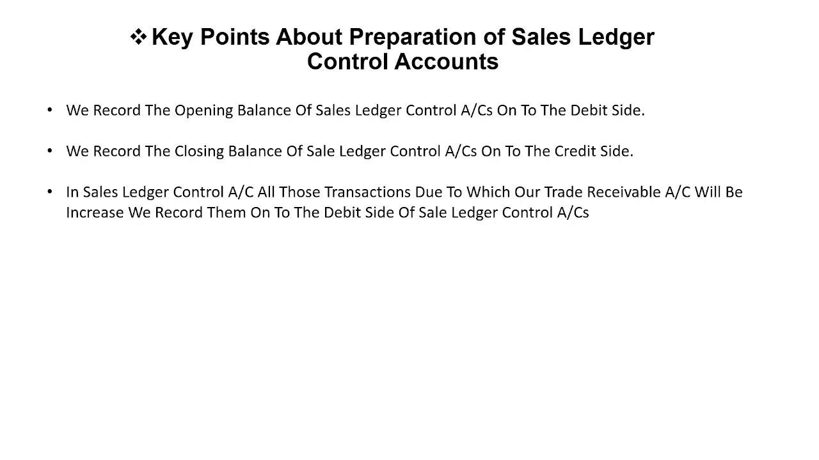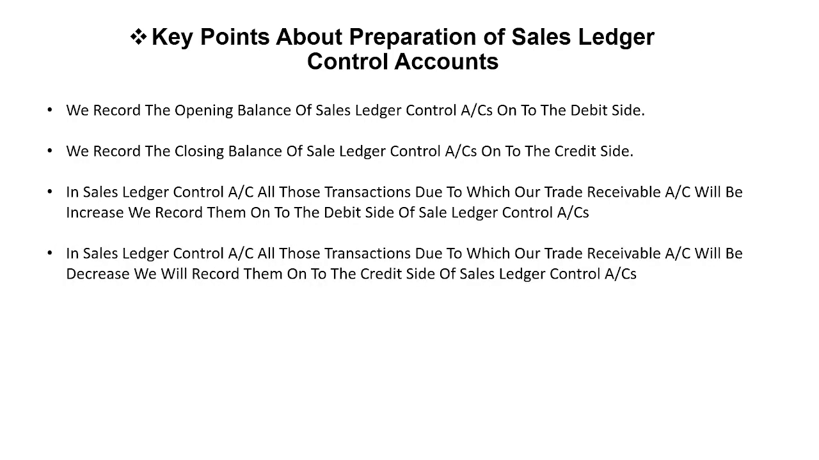The next point is that in the sale ledger control account, all those transactions due to which our trade receivables account will be increased, we record on the debit side of the sale ledger control account. The next point is that all those transactions due to which our trade receivables account will be decreased, we record on the credit side of the sale ledger control account.